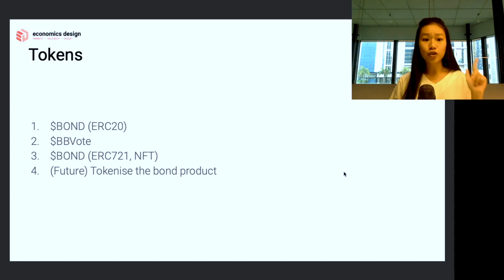2, the BB vote token, which is not tradable. 3, the bond, which is an NFT, so it's a 721 token. And lastly, something in the future that they're going to create, and they have not created it yet. It's a tokenized version of the bond products that they're creating. What I want to do is to give you a very general understanding of what the tokens are, how token design and governance come in, before we figure out what this product is even about.